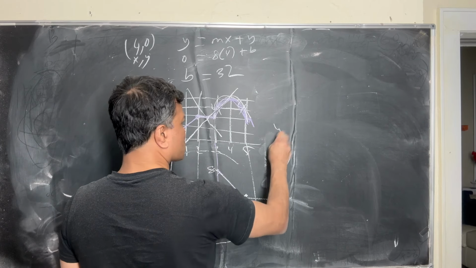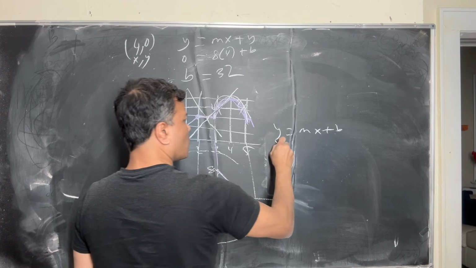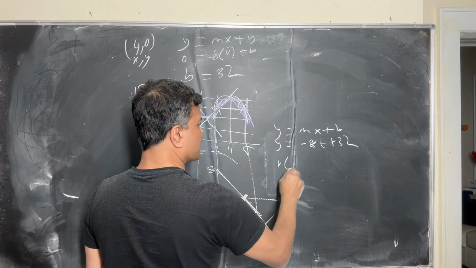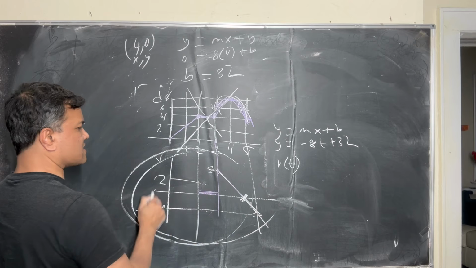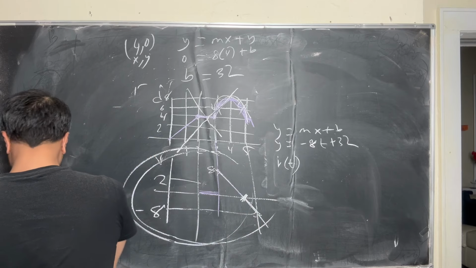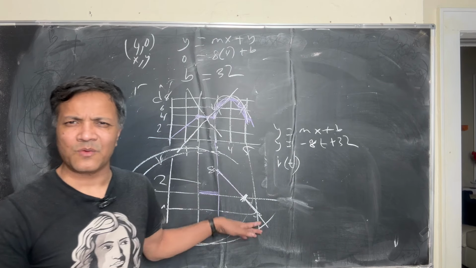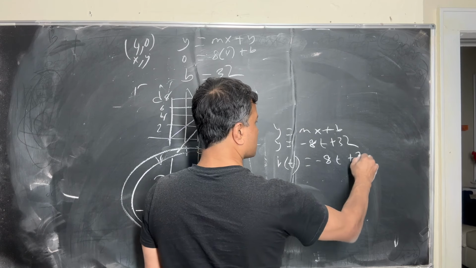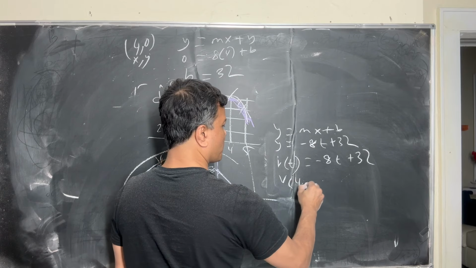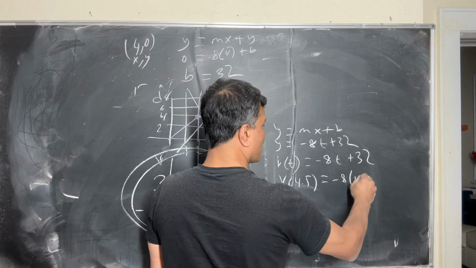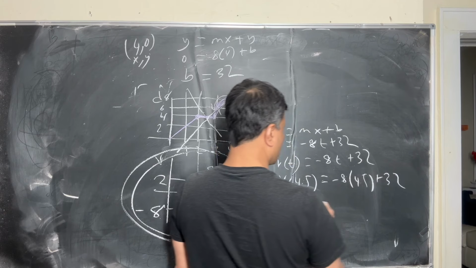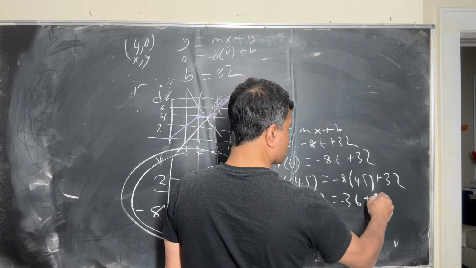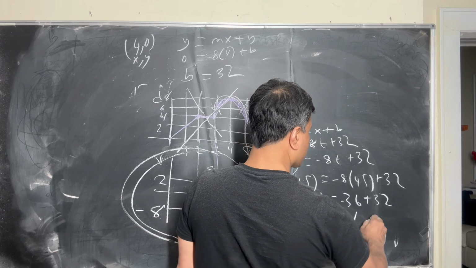So y is equal to mx plus b, so y is equal to -8 t plus 32. So this is v of t, not p of t, because we use this graph, and this graph is vt. If we did use that graph, then it would be p of t. Now we use this graph, so this is v of t. So this is -8 t plus 32 at 4.5. I ask you 4.5. So -8 times 4.5 plus 32. So v of t is equal to -36 plus 32. So this is -4 meters per second, of course.